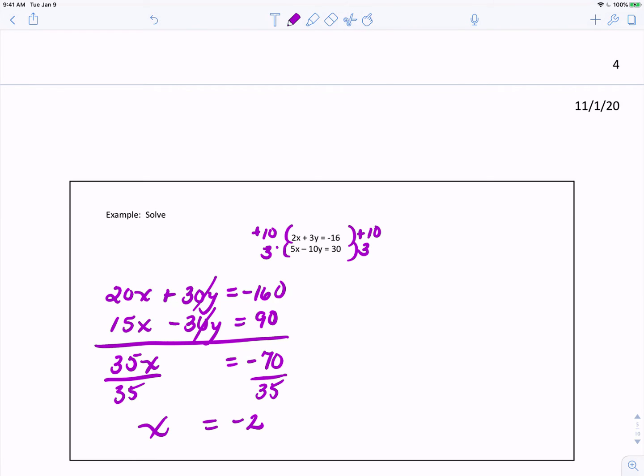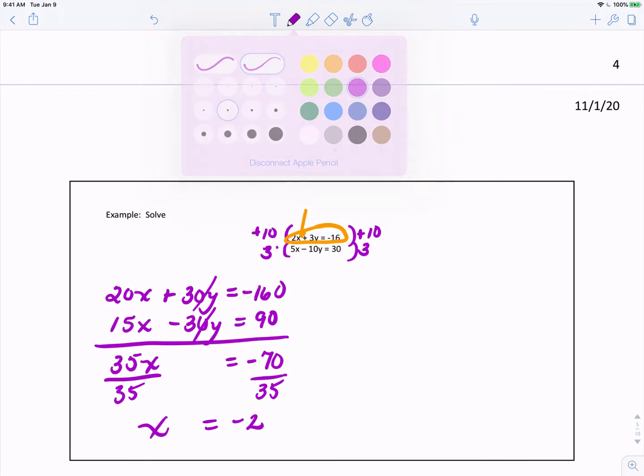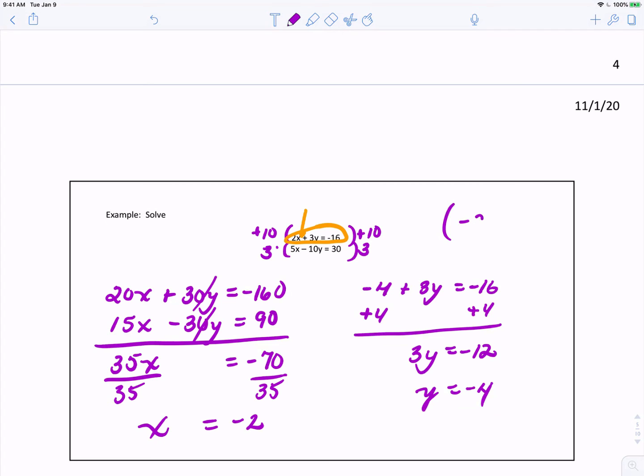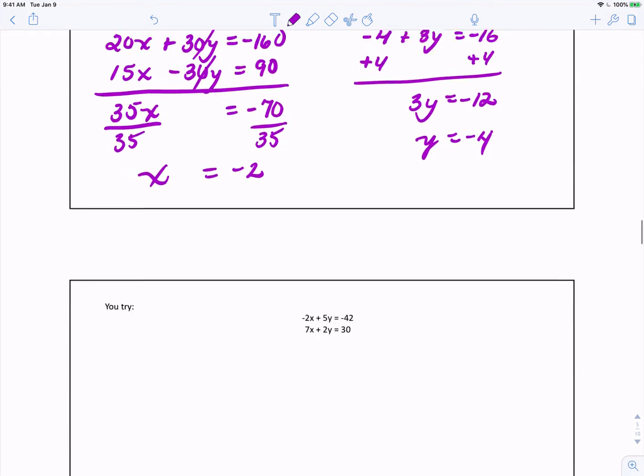So I'm going to take this first equation here, and I'm going to substitute negative 2 in for x. 2 times negative 2 gives us negative 4 plus 3y is equal to negative 16. And then these are easy equations to solve. So we have 3y is equal to negative 12. Dividing both sides by 3, y is equal to negative 4. And so the solution to this system is the point negative 2 comma negative 4.